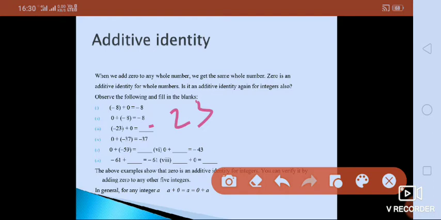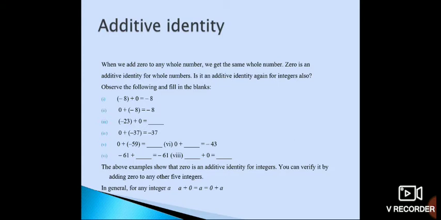Next, 0 plus minus 43 is equal to minus 43. Minus 61 plus 0 is again minus 61. Next, any number 1 plus 0 is 1. So the above examples show that 0 is an additive identity for integers. We can verify it by adding 0 to any other five integers. In general, for any integer a, a plus 0 is equal to a, or 0 plus a is equal to a.